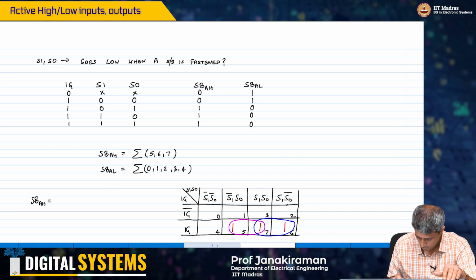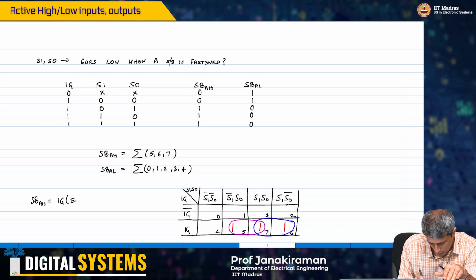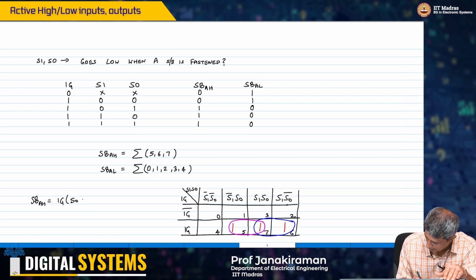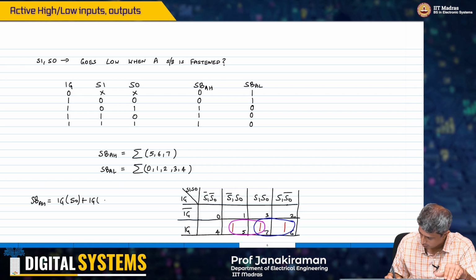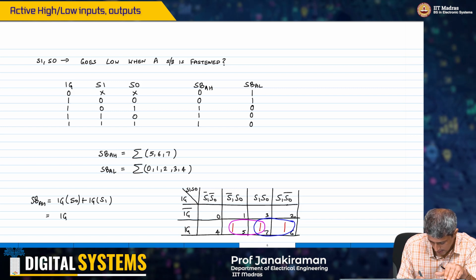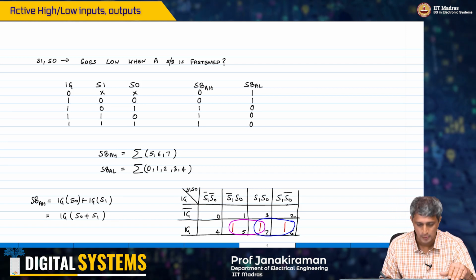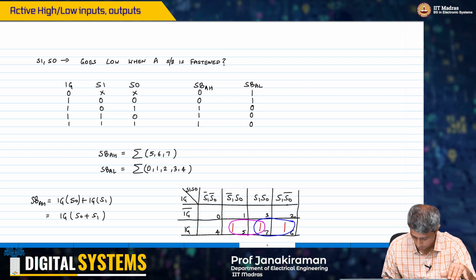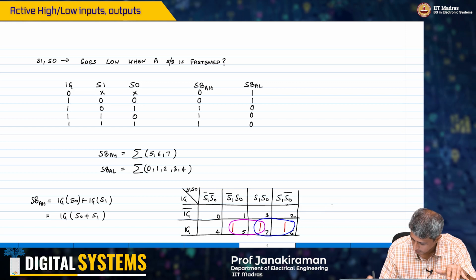SBAH will be equal to IG into S0, plus IG into S1. This is IG into S0 plus S1. So if you look at this implementation, when the input is active low, it is going to have the following structure, right? I'll draw the structure here.